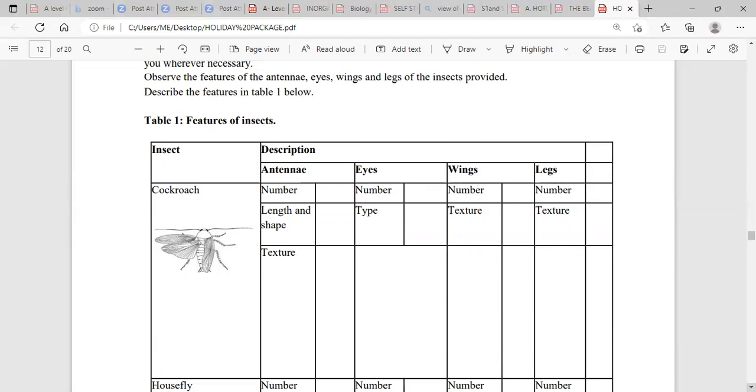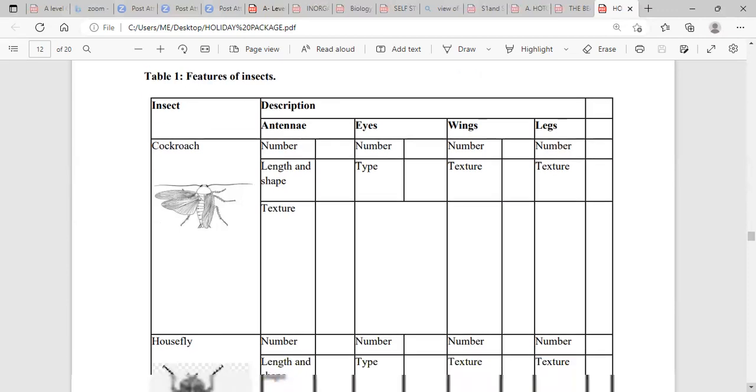Then you also look at the texture of the eyes. No, for the eyes, we don't have to look at the texture. Sorry about that. Don't expect someone to possess rough eyes.